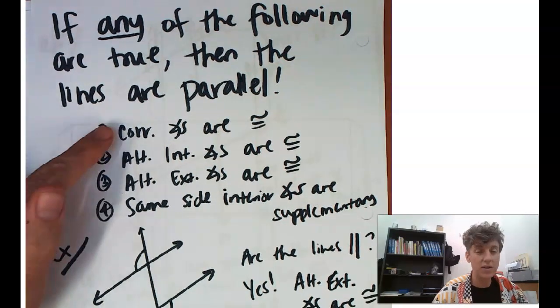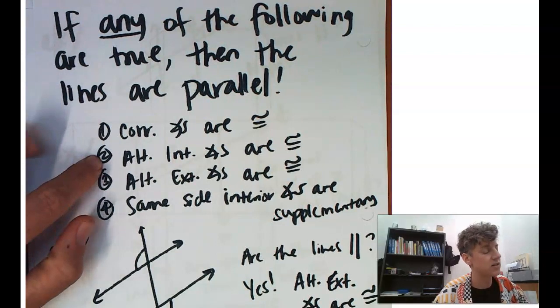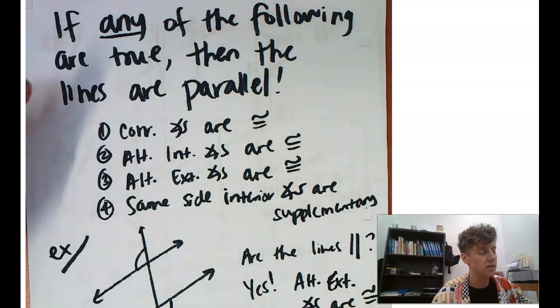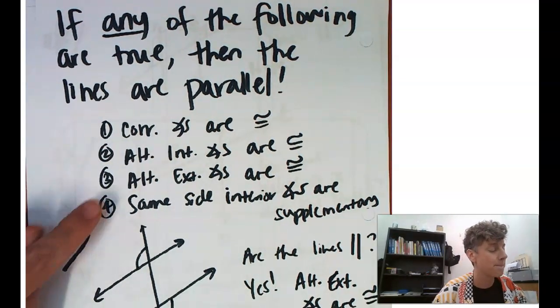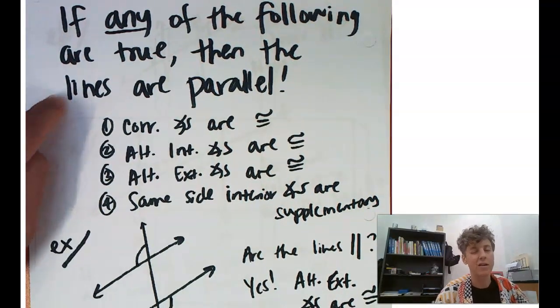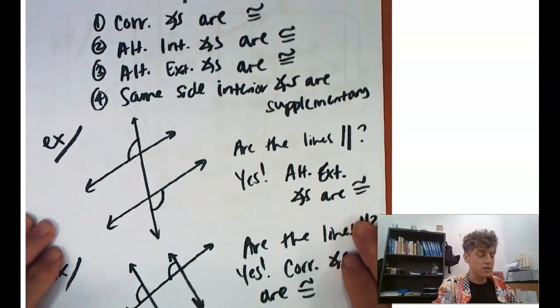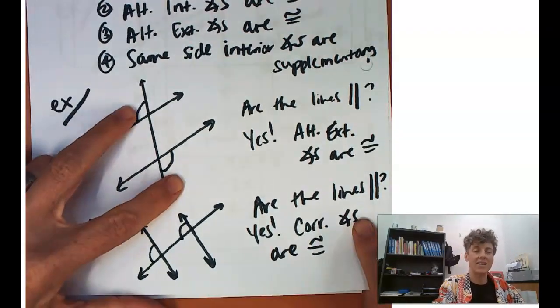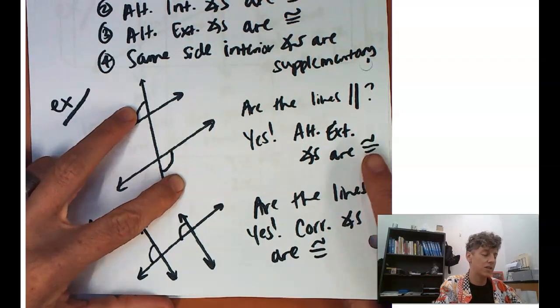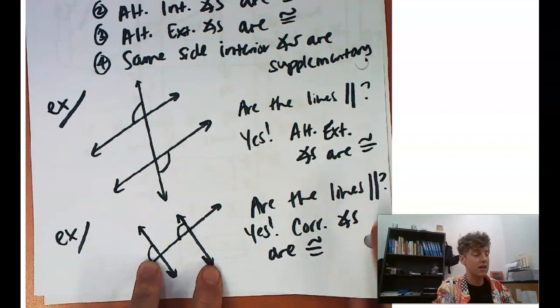If we could show that any pair of corresponding angles are congruent, then the lines are parallel. Any pair of alternate interior or alternate exterior angles are congruent, then those lines are parallel. Or any pair of same side interior angles are supplementary, then those lines are parallel. We did a couple examples. This one was alternate exterior angles. Those were congruent, so the lines were parallel. These were corresponding angles. Those were congruent, so the lines were parallel.